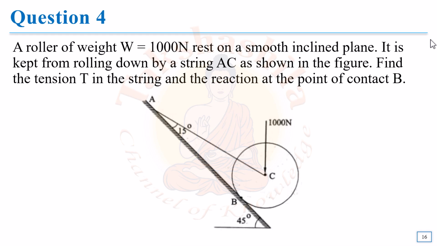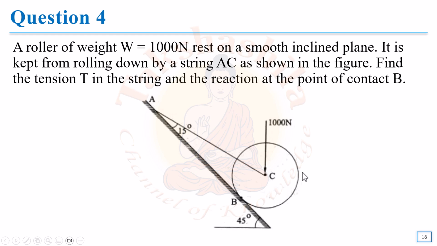A roller of weight W equal to 1000 Newton rests on a smooth inclined plane. You can see in the figure we have this roller which is resting on a smooth inclined plane. It is kept from rolling down by a string AC. You can see we have a string AC which is attached to this roller so that it is held in position. Find the tension T in the string and the reaction at the point of contact B.